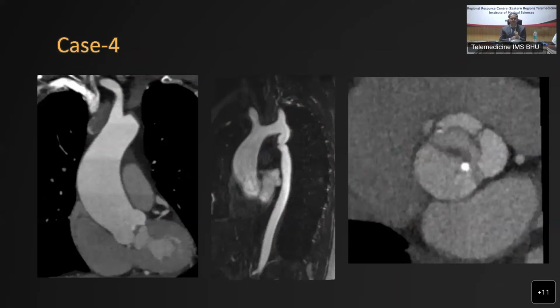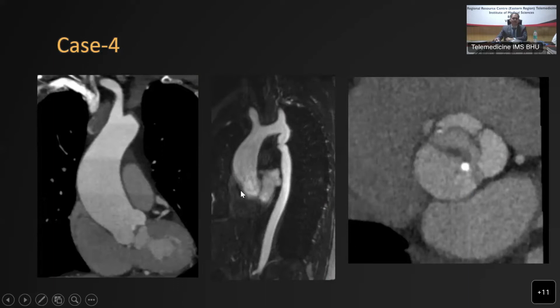Anybody knows the diagnosis? Shout it out loud. Okay, I see a coarctation of aorta right here. I also see on this image there is aneurysmal dilatation of the ascending aorta. On this image, this is an image of the aortic valve, and you can see that this valve is bicuspid. And so there is a fusion of the right and the left coronary cusp. So this is a case of bicuspid aortic valve.